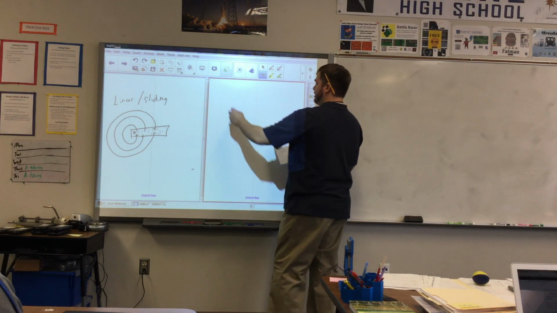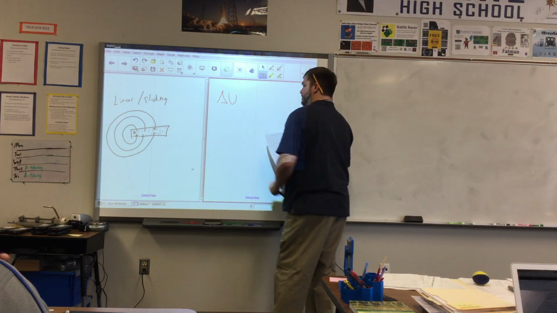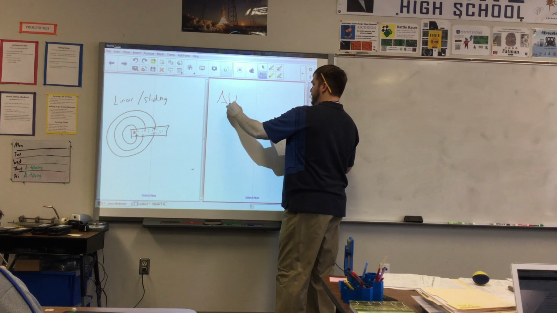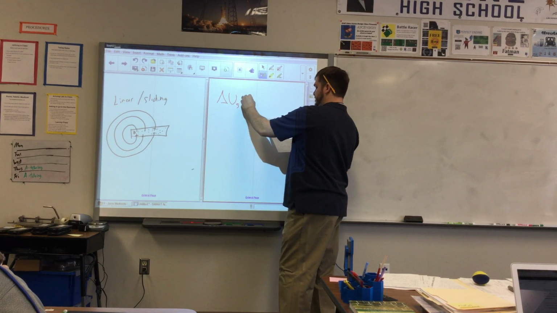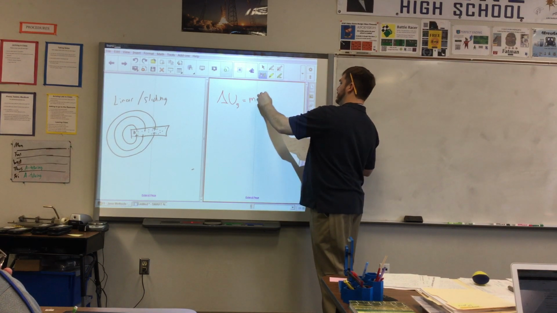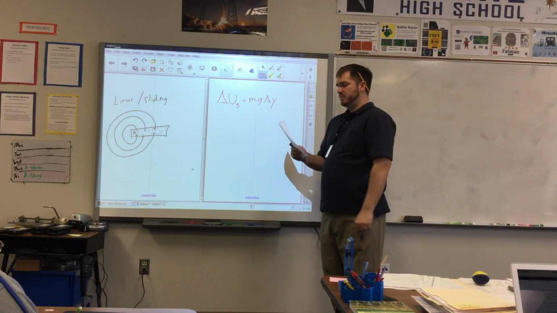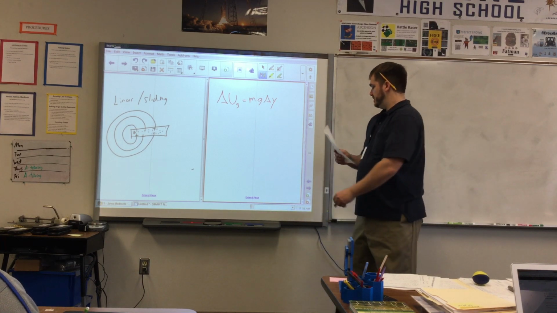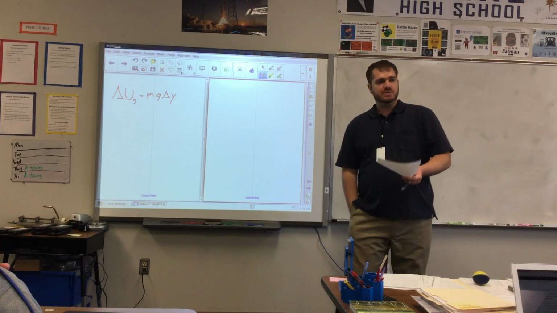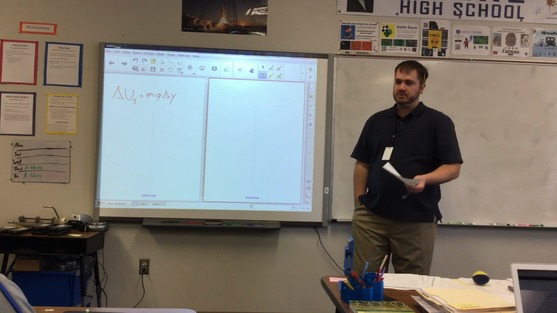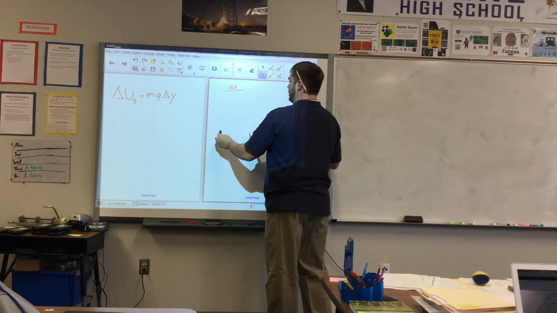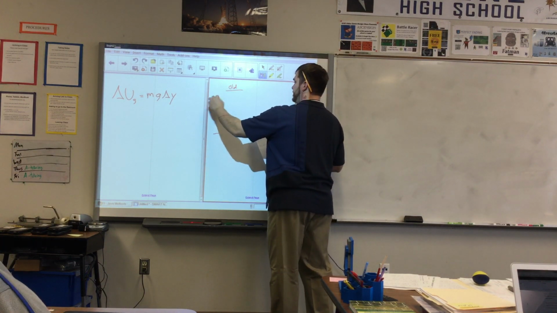Potential energy. Here's the formal definition of potential energy. The change in potential energy of an object is equal to its mass times the acceleration due to gravity of whatever planet it is on times the change in its y position. And you're like, okay, that's kind of boring. I want to show you the easy way. When I learned physics, I didn't learn this advanced, awesome physics that you're learning. So this is Mr. Goddard's old way.